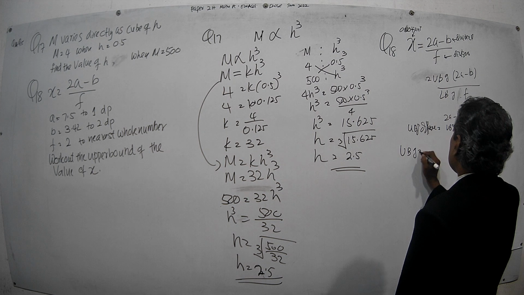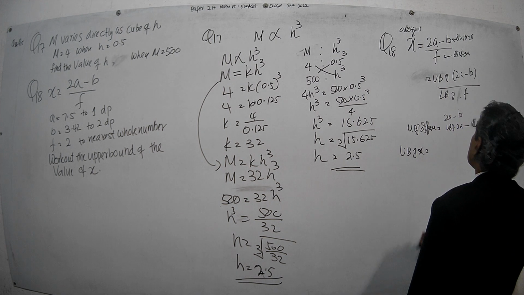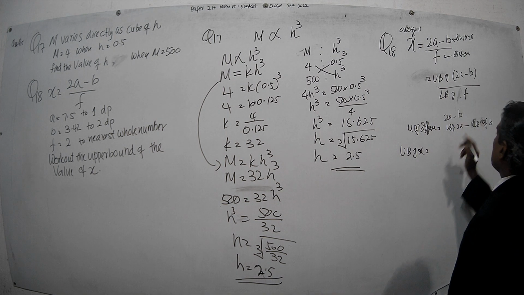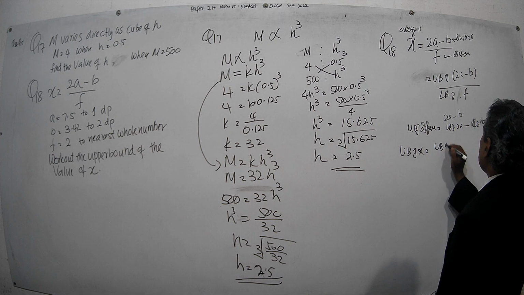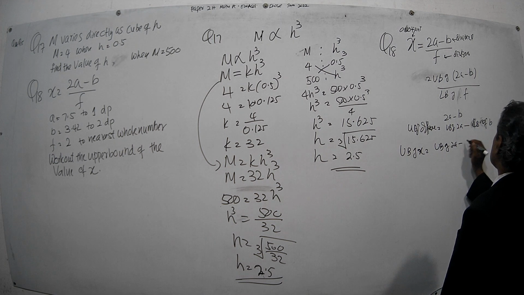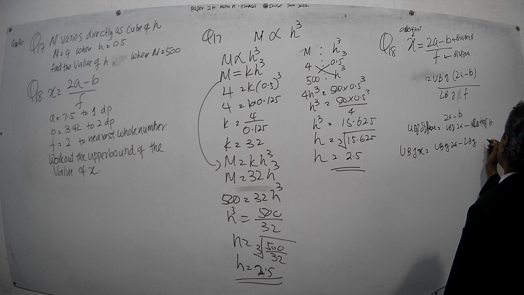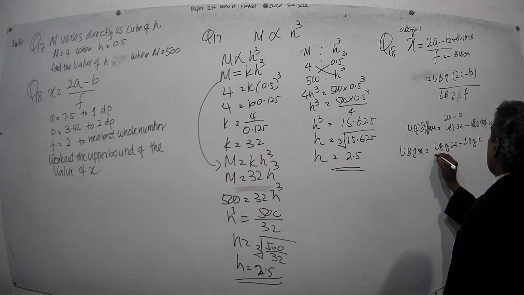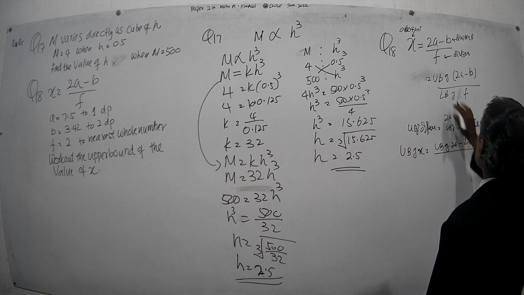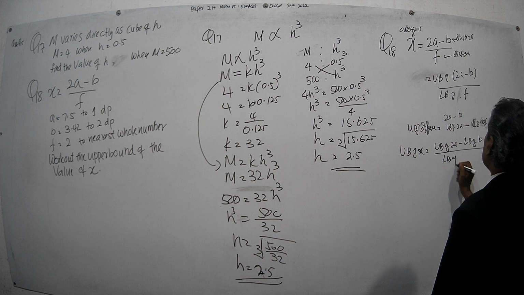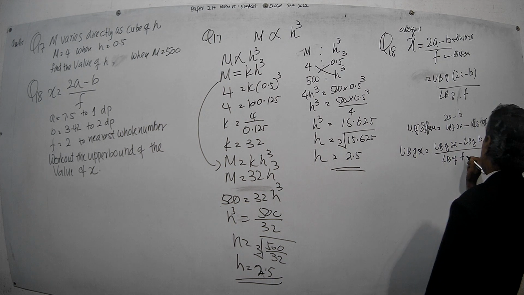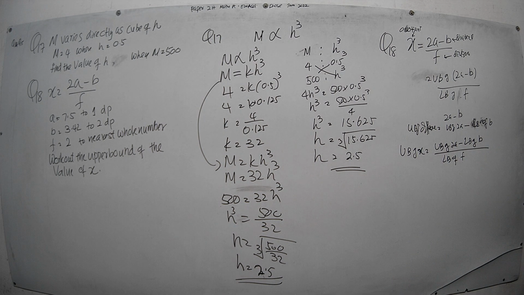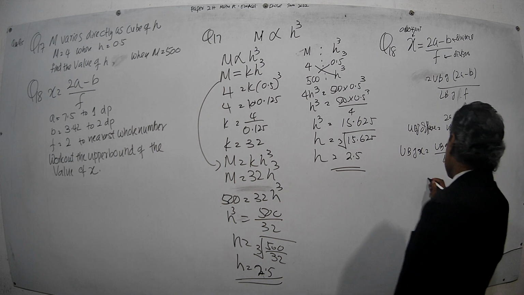Upper bound of x equals the upper bound of 2a minus the lower bound of b, over the lower bound of F. Now you have to substitute into this and get the answer.